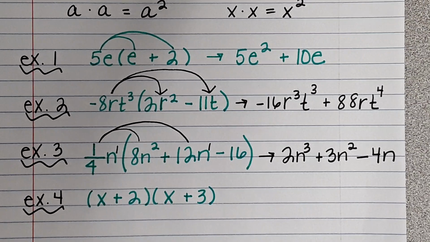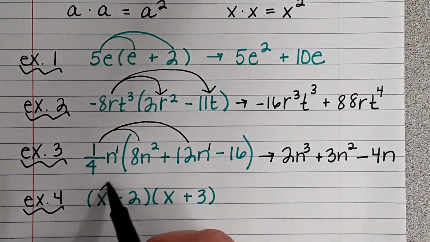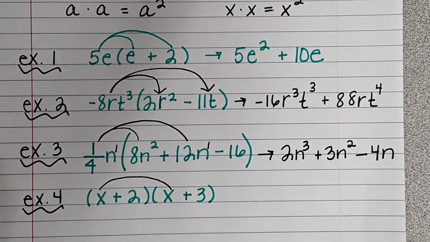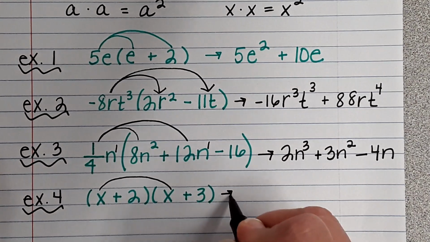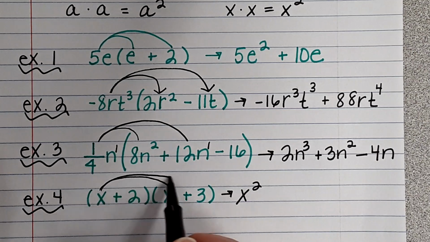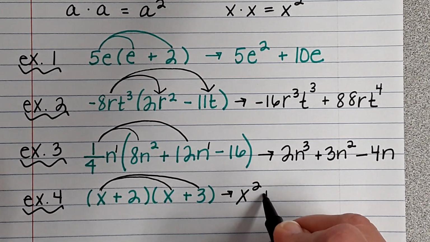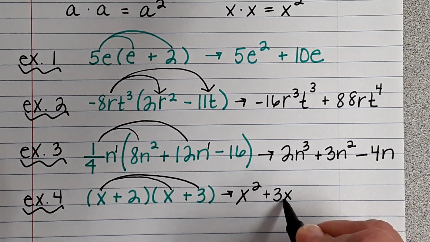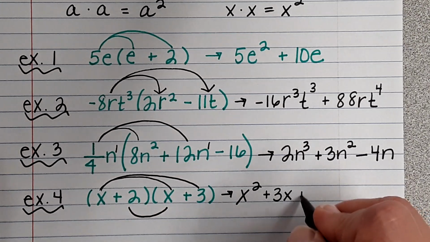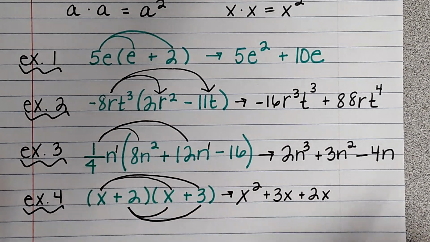Okay, this is our last example today. We're going to do x times x. So what is x times x? x squared, yep, because 1 plus 1. Now we're going to do x times 3. What is x times 3? 3x. Now I'm going to do 2 times x. Good. And then I'm going to do 2 times 3. 6.